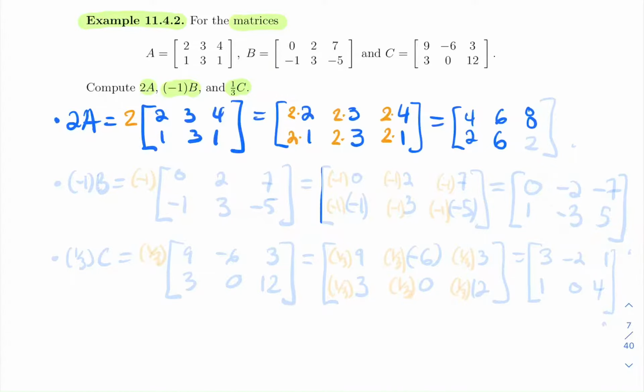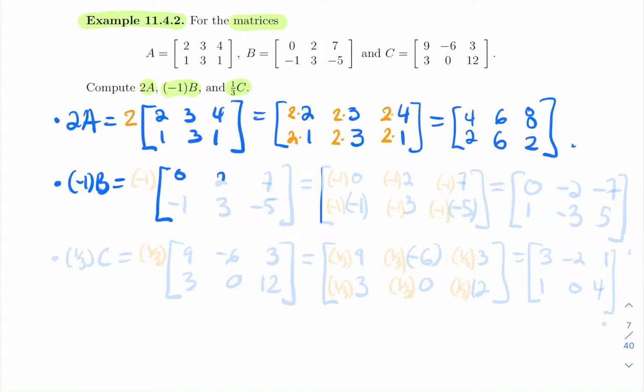So every entry of A was multiplied by 2, okay, sorry, there was a mistake there. So 4, 6, 8, 2, 6, 2. Every entry was multiplied by 2. Next example, let's multiply B by minus 1. So let's write down B quickly.